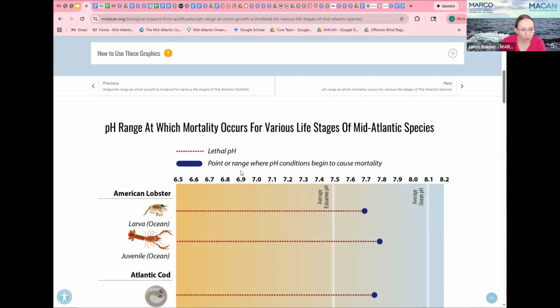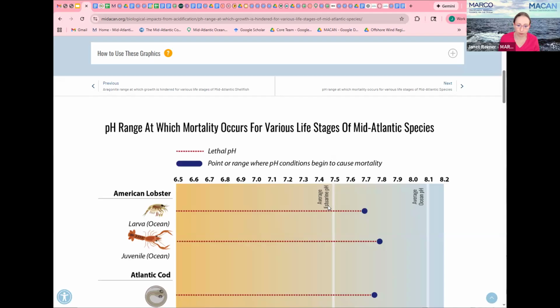and we do have references for those at the bottom of the graphics. So this red line indicates where lethal effects have been detected or below their point or range at where the pH condition begins to cause mortality. So that means if you have a body of water that has a pH of 7.9 and then it starts decreasing and it gets to a pH of 7.7, we would expect to see larval death of lobster, of the American lobster. And then anything below that, again, we would expect either mortality or just a lack of spawning to begin with.